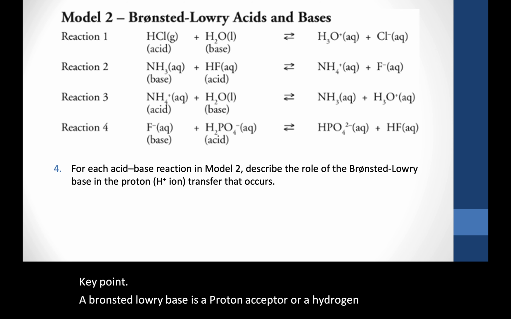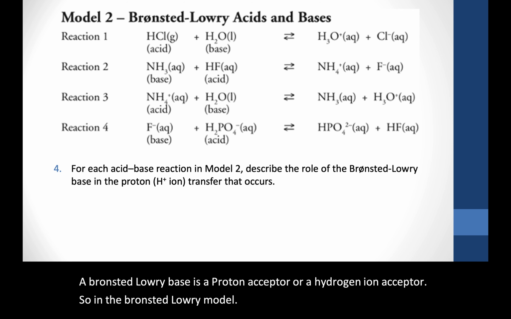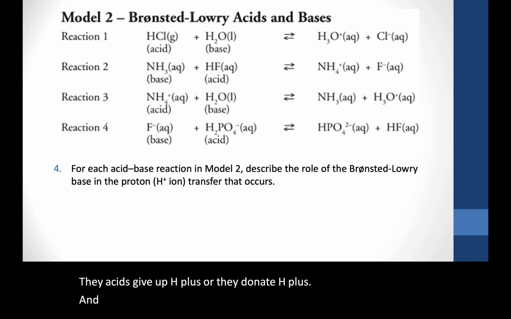So in the Bronsted-Lowry model, the acids give up or donate H plus, and the bases accept or take the H plus. Acids give out the H plus, and the bases accept them. So we can think of a Bronsted-Lowry acid as a proton donor, or an H plus donor, and a Bronsted-Lowry base as an H plus acceptor, or a proton acceptor.